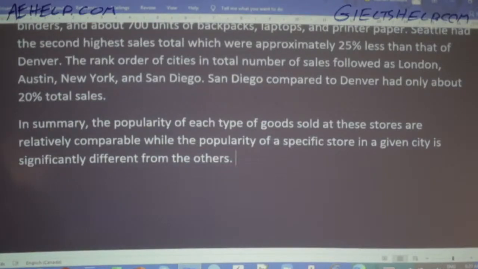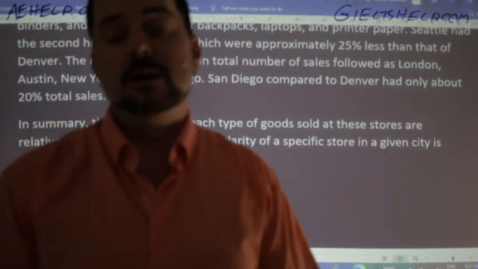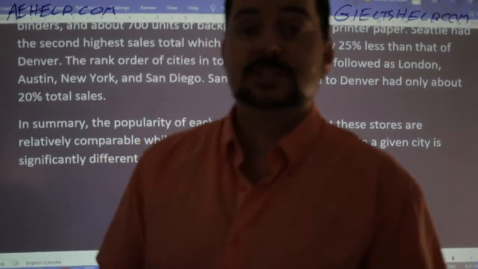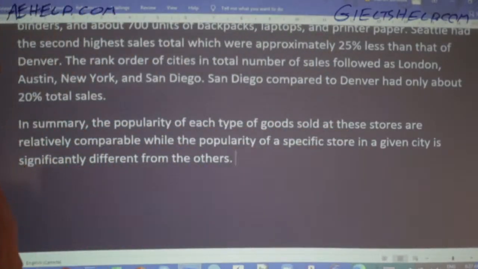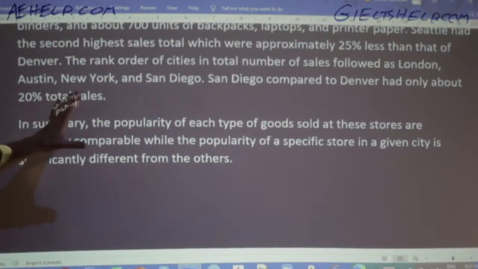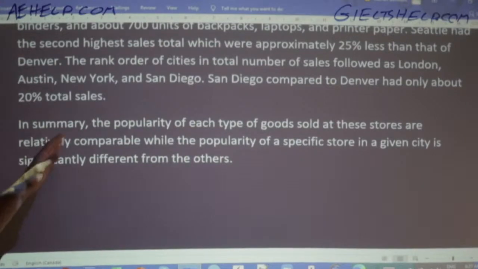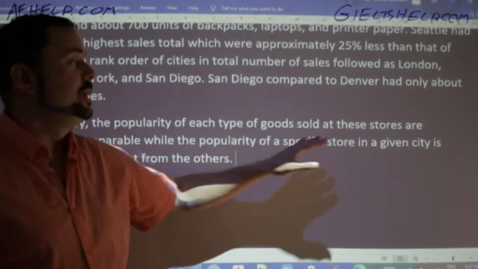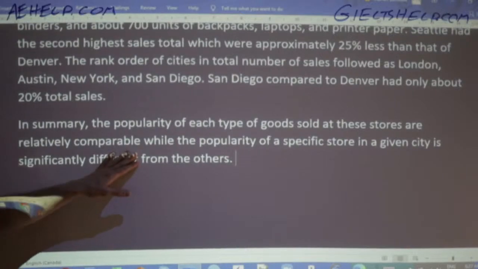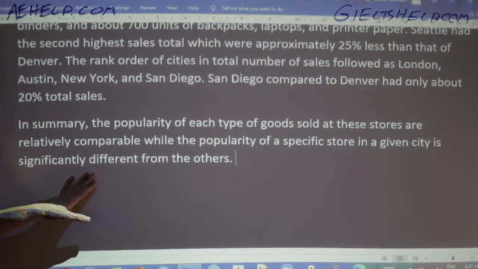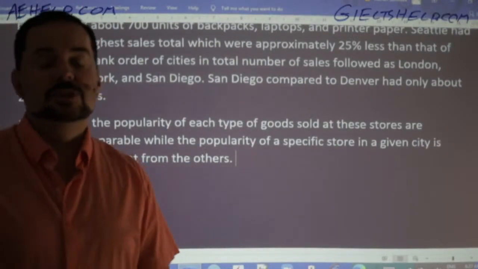So that's what we can summarize by this, right? That the items themselves have relatively the same kind of popularity. This office supply store chain must have some really great notepads because they're really popular, regardless of where the store is. But the store's popularity itself is different given the different locations. Okay, so that's the summary here, right? In summary, the popularity of each type of goods sold at these stores are relatively comparable, while the popularity of a specific store in a given location or city is significantly different from the others.